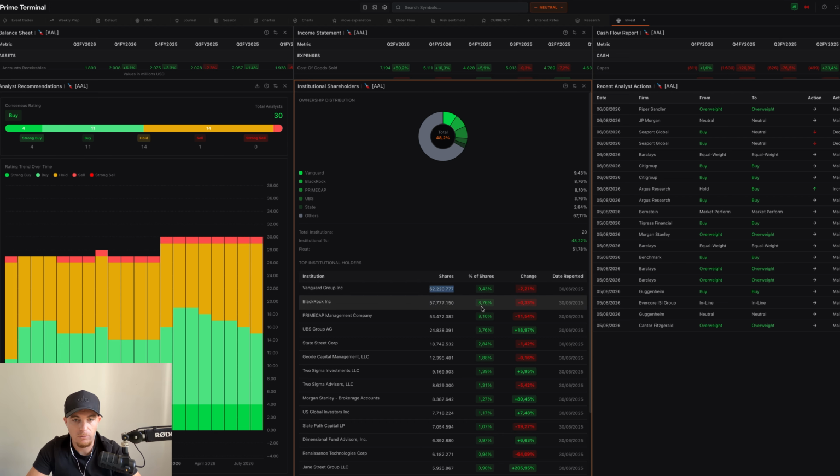You have BlackRock after them. You have Prime Cap Management Company. You have UBS, State Street, GOD Capital Management, Two Sigma Investment, Two Sigma Advisor, Morgan Stanley, US Global Investors, Slate Pass Capital, Dimension, and so on. You know exactly what are the biggest shareholders.